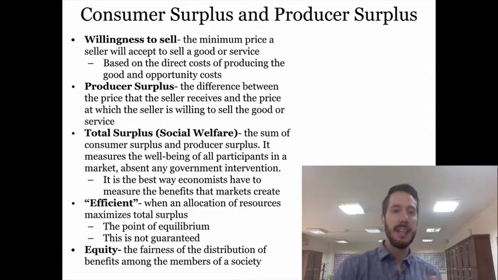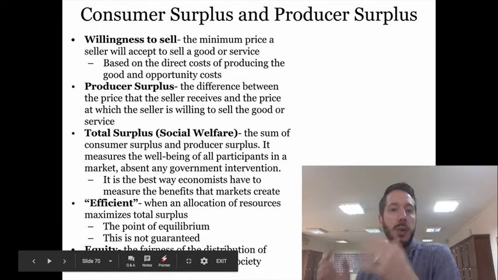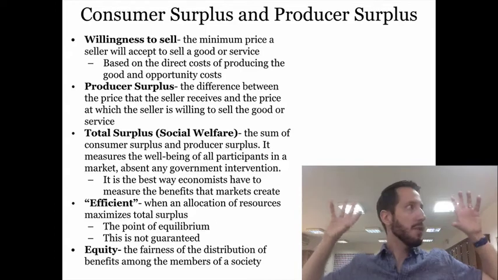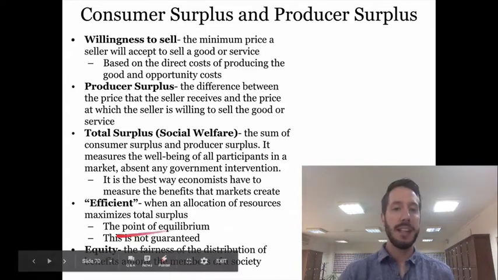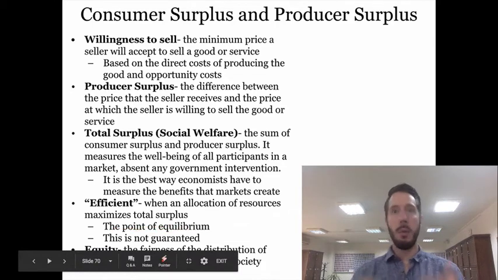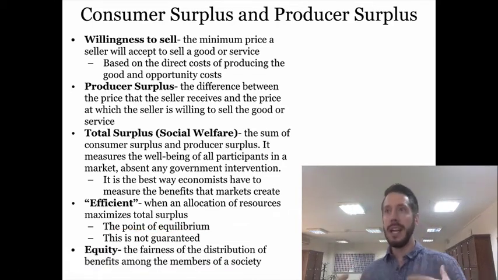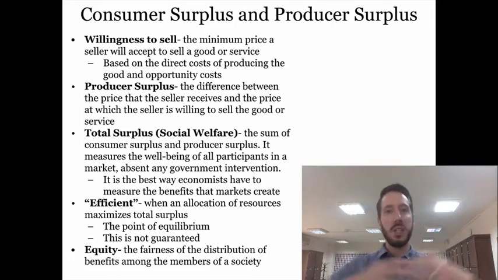Now, what you want is an efficient surplus, and that's when the allocation of resources maximizes, so you have the most amount of total surplus you can. Now, how do you determine that? That's the point of equilibrium when we're looking at the price of a good or service in demand and supply. So when a market is efficient, you have the most surplus. And the goal of this is to provide equity.